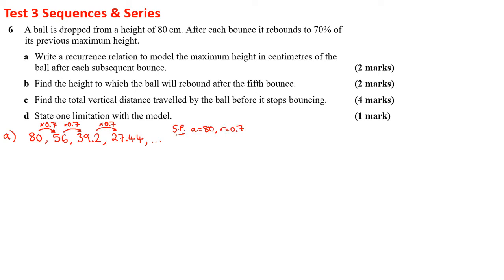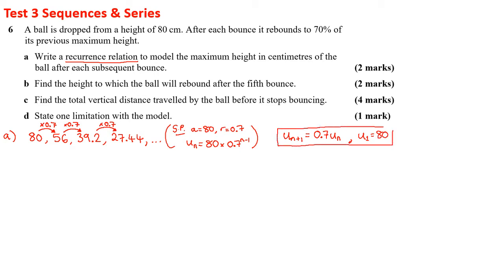Now it's tempting to just write here the nth term for this. But note that this is the nth term of the sequence that we're writing down here. It's not the recurrence relation that we're asked for. In a recurrence relation, we need to give each term in relation to the terms preceding it. So it would be u_(n+1) equals 0.7 u_n. There's my recurrence relation. To fully define this, I also need to define my first term here. u_1 is 80. So this, for 2 marks, is my recurrence relation.